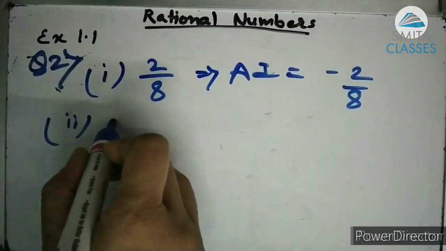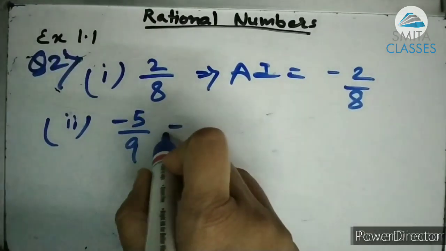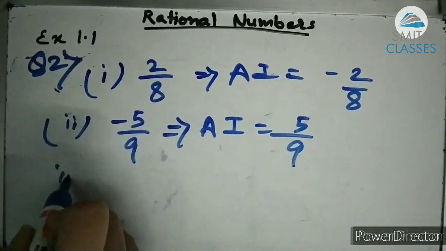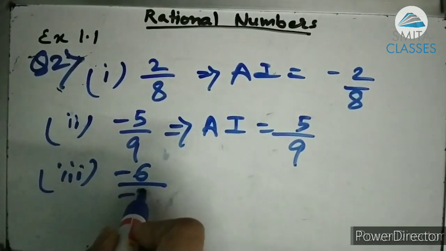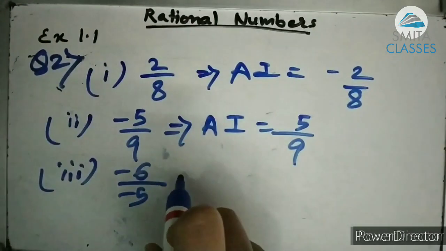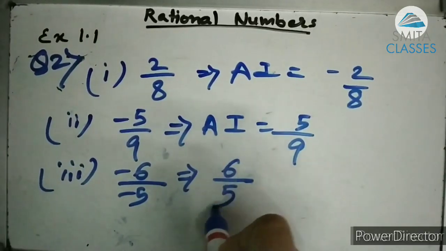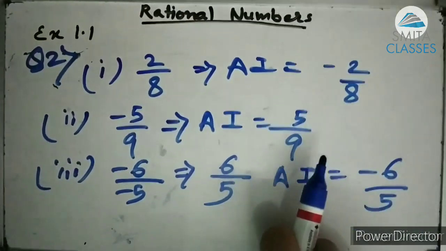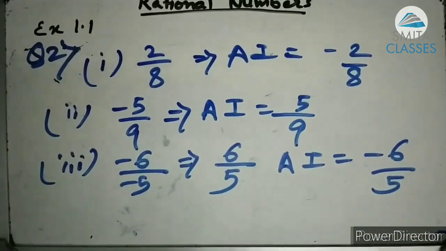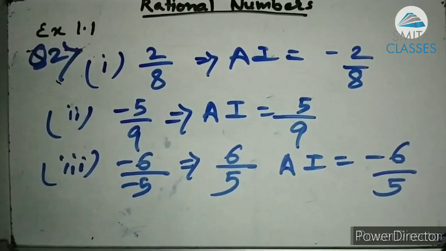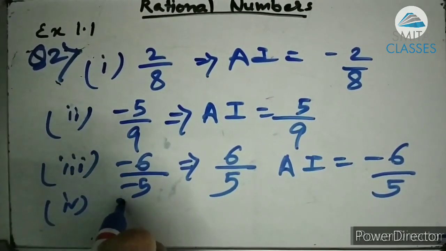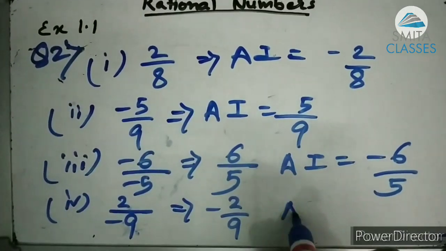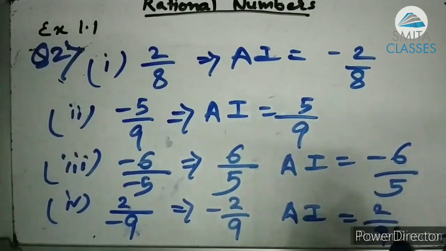Similarly, the additive inverse of minus 5 by 9 will be 5 by 9. Now we have the third, minus 6 by minus 5. Here minus 6 by minus 5 means it is 6 by 5, and its additive inverse is minus 6 by 5. So these are some sample questions which I have solved. If I go for one more, 2 by minus 9 means it is minus 2 by 9 and its additive inverse is 2 by 9.